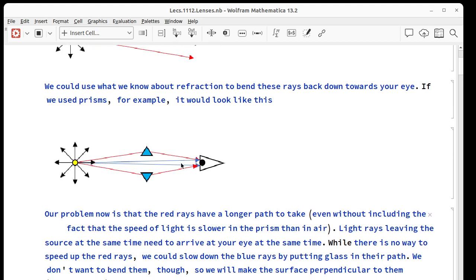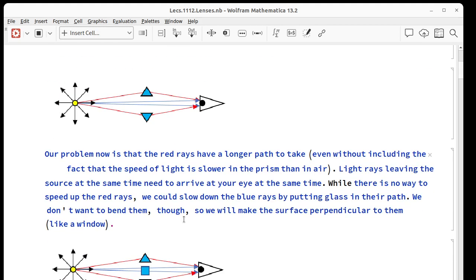In this case, the blue light has a shorter path and there's no glass in its way, so it's going to get there noticeably faster than the red light that has a long path and then is slowed down by glass. There's no way to speed up the red rays, but what we can do is slow down the blue rays. Now, we just want to slow them down. We don't want to bend them.